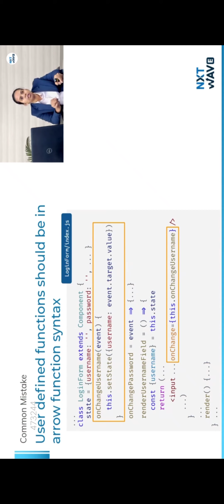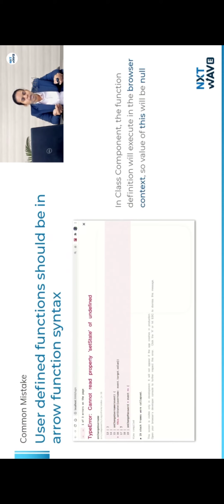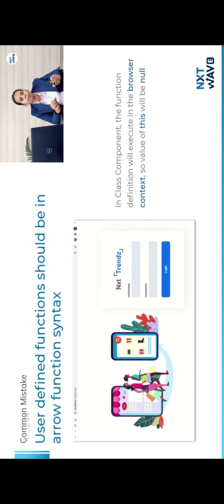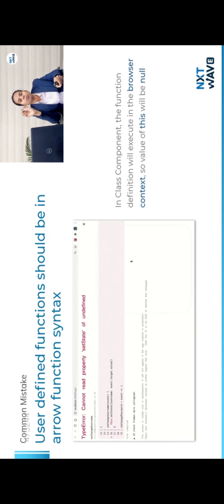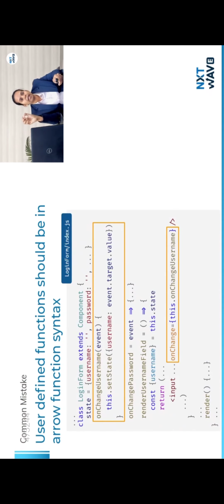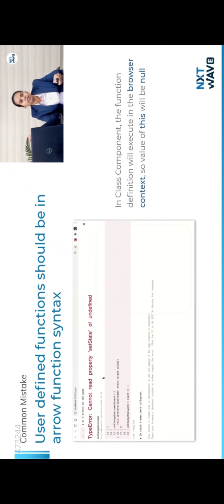So when it comes to the user defined function, if you write it in a function definition syntax as we have written it here, then the function will be run in the browser context, right? So when a function runs in a browser context, this variable will have null value. And if you're writing this.setState, or if you're accessing this.state or something like this, this variable will be having the value null. So null.someProperty will obviously throw an error.